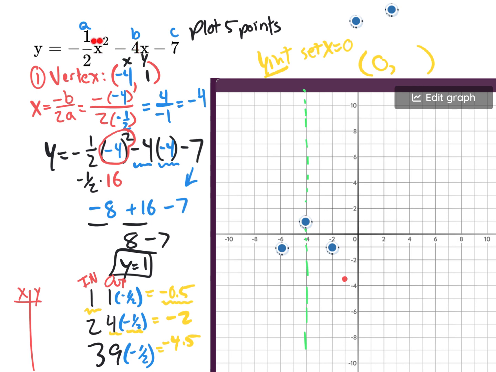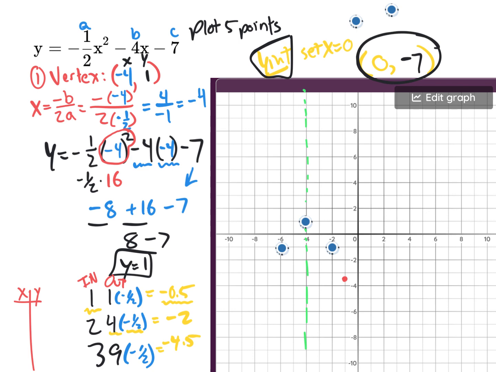0 take away 0 is 0. So you have 0 take away 7. The c value is going to be what comes out when you set x equal to 0. So the c value is -7. And we just found the y-intercept. The y-intercept is 0, -7. I hope that makes sense.